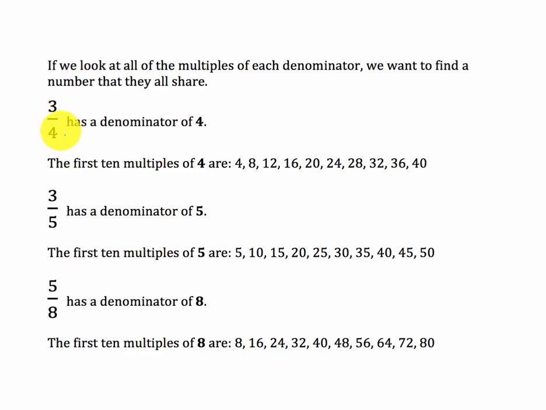So I'm looking at 4 in this particular fraction, and I want to look at, say, the first 10 multiples of 4. So those are 4, 8, 12, 16, 20, 24, 28, 32, 36, and 40. And then the same thing for 5. The first 10 multiples are 5, 10, 15, 20, 25, 30, 35, 40, 45, 50. And lastly, the first 10 multiples of 8 are 8, 16, 24, 32, 40, 48, 56, 64, 72, and 80.